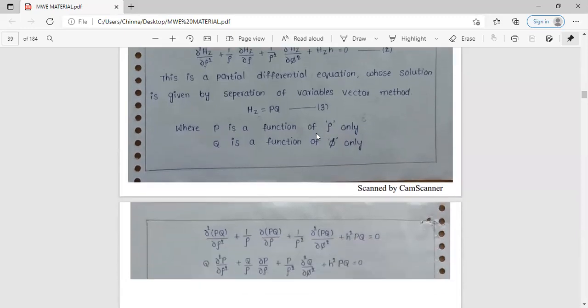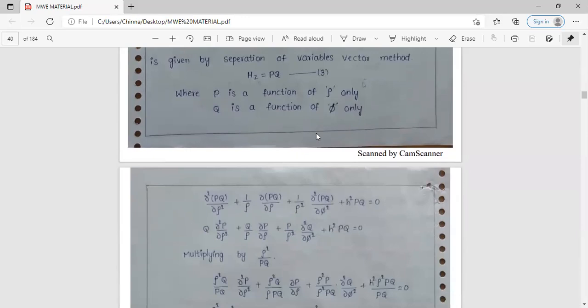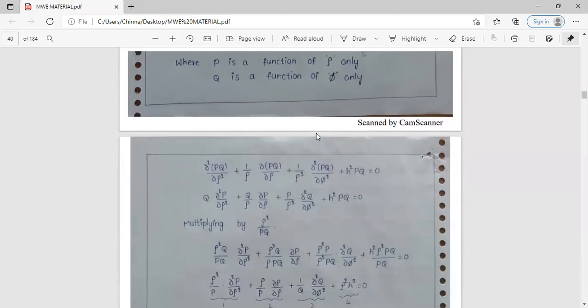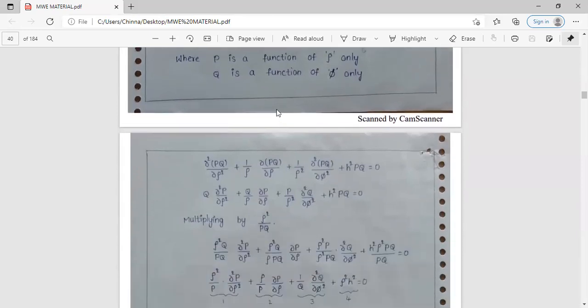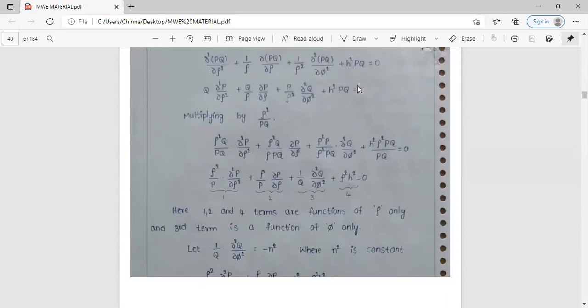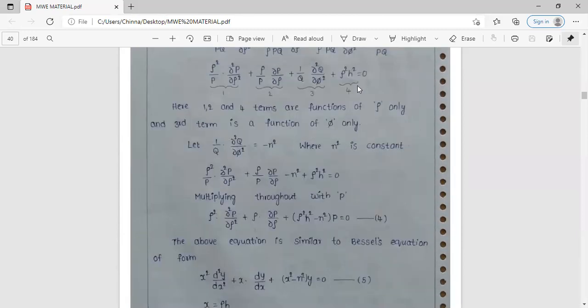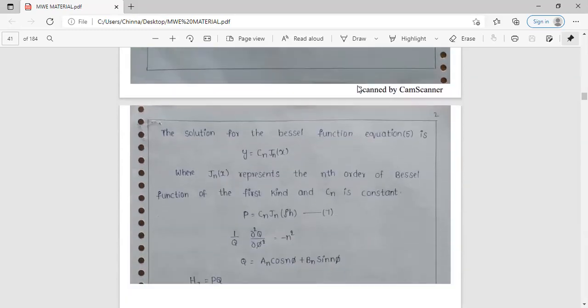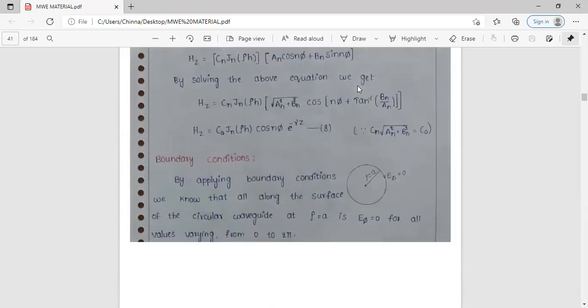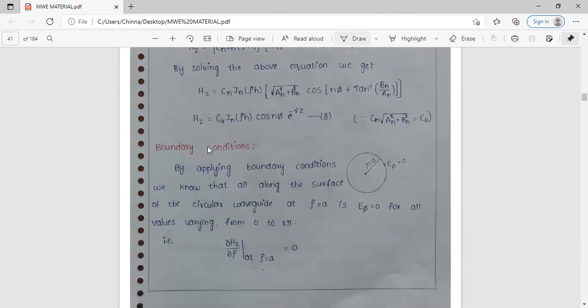Okay. So since it is a partial differential equation, we'll go for the separation method. So we take the separation of variables. Based on that, Hz is equal to PQ, where P is a function of rho only and Q is a function of phi only. Then based on that, we can obtain the P value and the Q value. Then we can substitute those values. Finally we obtain Hz is equal to C naught into Jn of h rho into cos n phi e power minus gamma z. That is equation number 8.